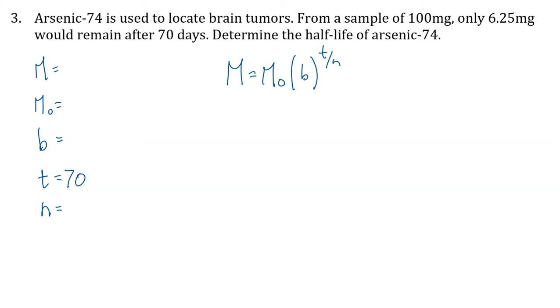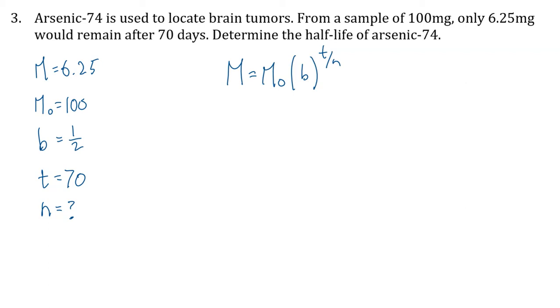We're usually solving for T, but in this one you're given T. Okay, something else? M equals 6.25. So M is the final amount, and that's 6.25. Good. B is a half, and it always is for half-lives. Good. Noor? A naught is? 100. Or M naught is 100. Good. And N is what we're looking for. Determine the half-life of arsenic 74.